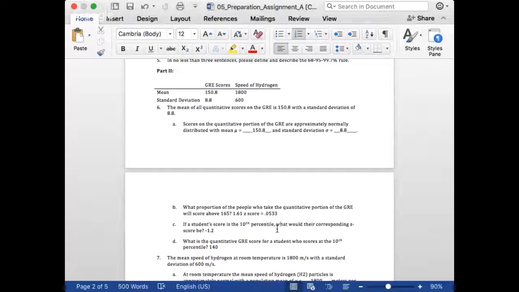If a student's score is in the 10th percentile, what would their corresponding z-score be? I like this one. This one's pretty easy. You just type in the 10th percentile, so 0.1, and then everything less than that.